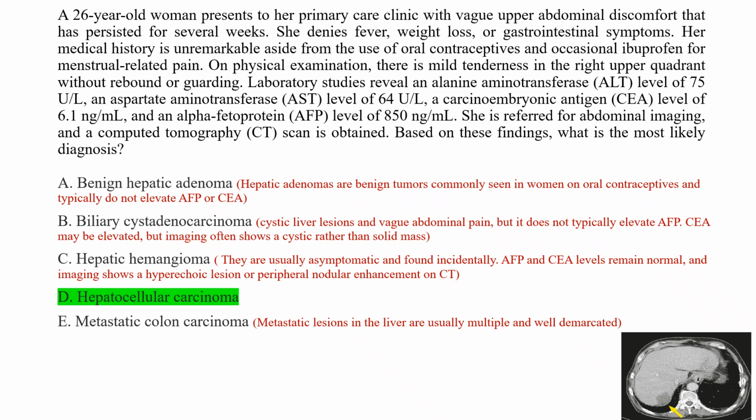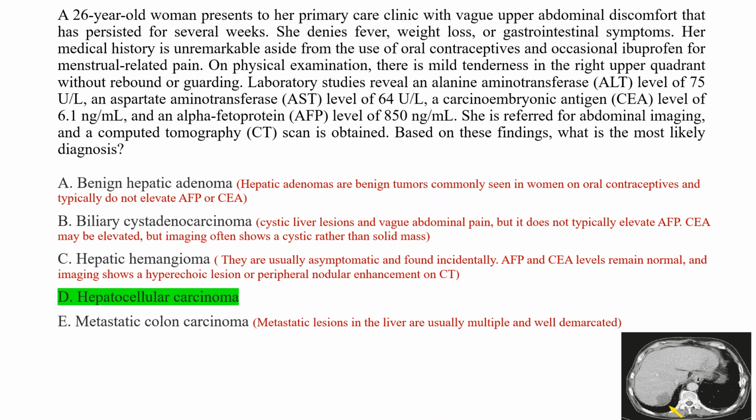And option B is incorrect because the lesion seen on the CT scan has an appearance that is more consistent with a hepatic adenoma or hepatocellular carcinoma rather than a cyst adenocarcinoma. Now, cyst adenocarcinoma is a rare tumor which may present with cystic liver lesions and vague abdominal pain, but it does not typically elevate alpha fetoprotein levels. The carcinoembryonic antigen levels may be elevated, but imaging will often show a cystic rather than a solid mass.